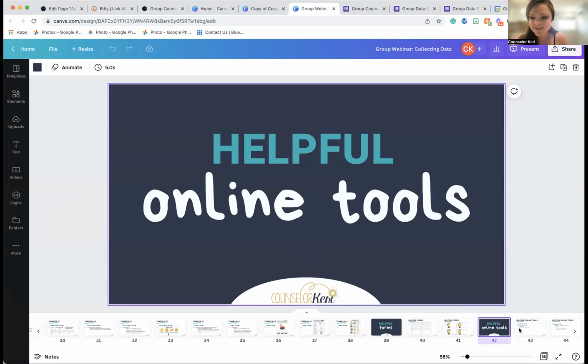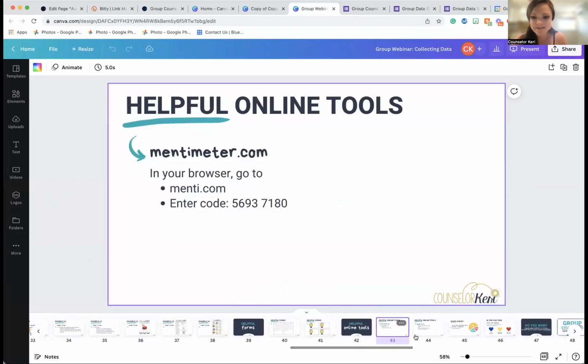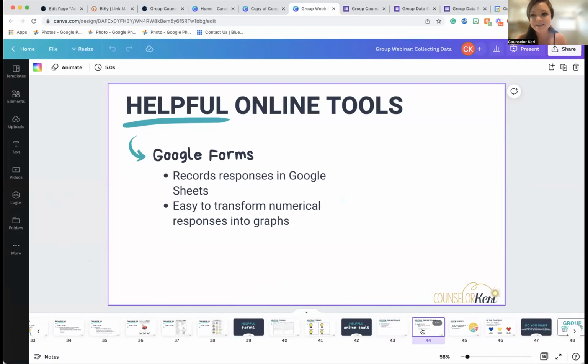Okay, so the first one was Menti, like we just looked at Mentimeter. The other one, Google Forms, so easy to use. If you guys are already using Google Forms with your students, can you just tell me in the chat? If not, it's totally okay. But the reason that I really like to use Google Forms is because all of the... yes, awesome. I'm glad you're using it.